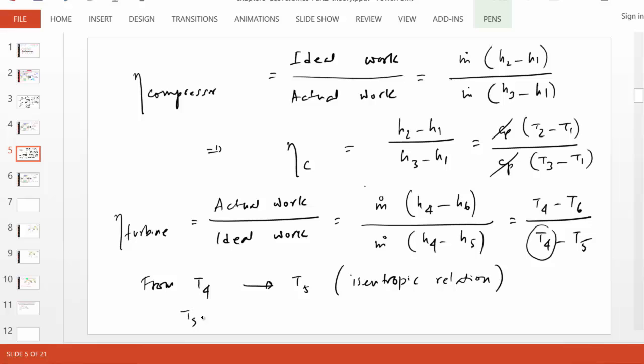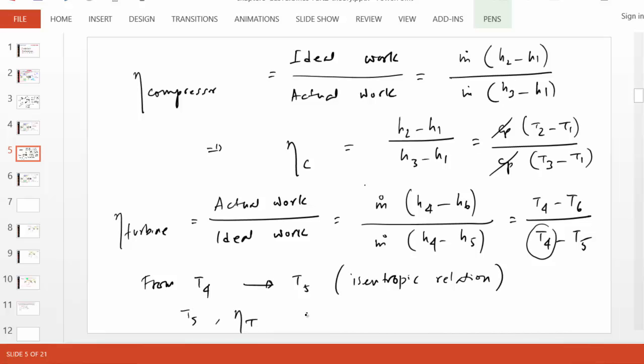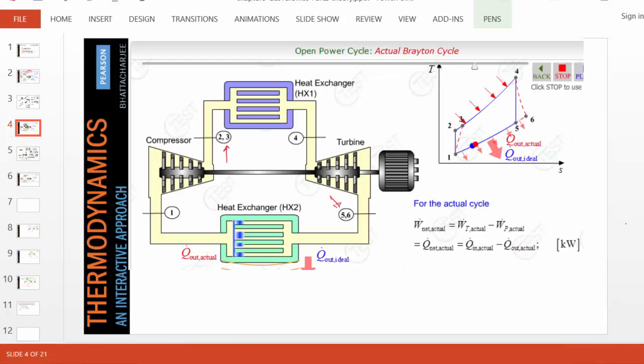And once we know T5 and turbine efficiency, we can find T6 from the turbine efficiency relationship. So now that we know that, we can find temperature at 1, 3, 4, 6, we can find the actual turbine work, and the actual compressor work, and the analysis follows just like we did for the ideal Brayton cycle. When we take up a solution in the next problem we solve, we'll introduce an efficiency, and these steps will become even clearer.